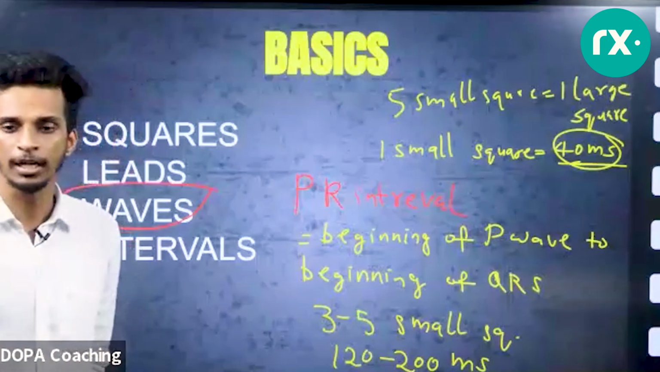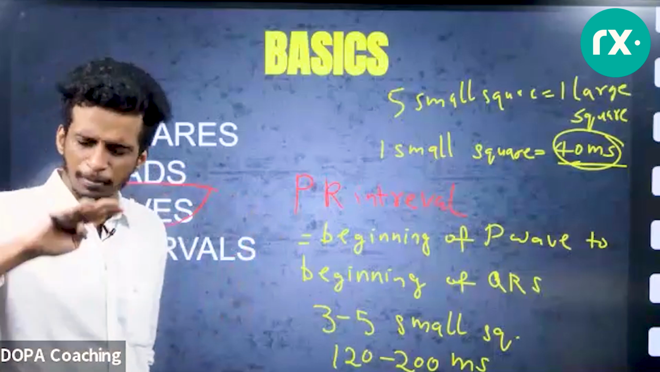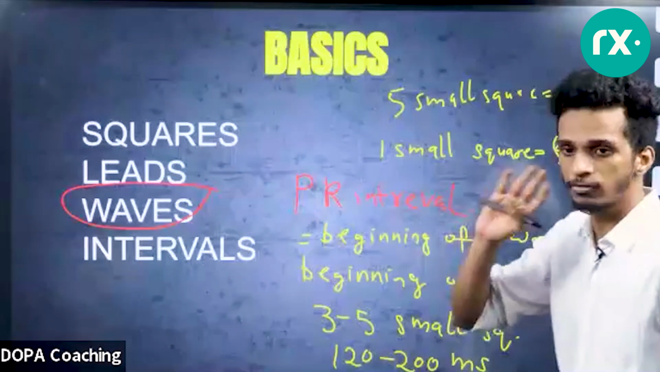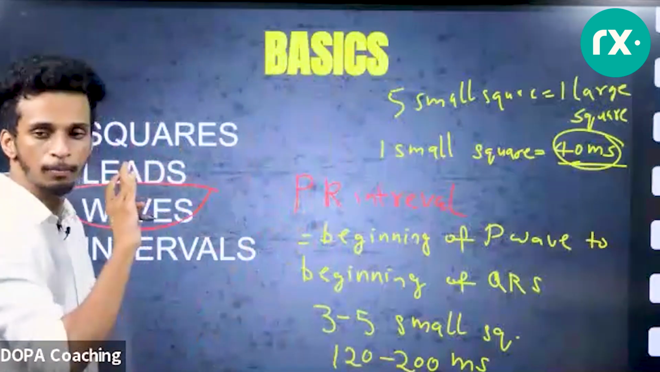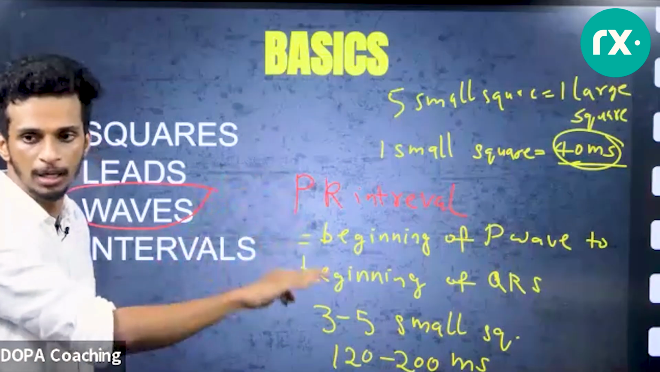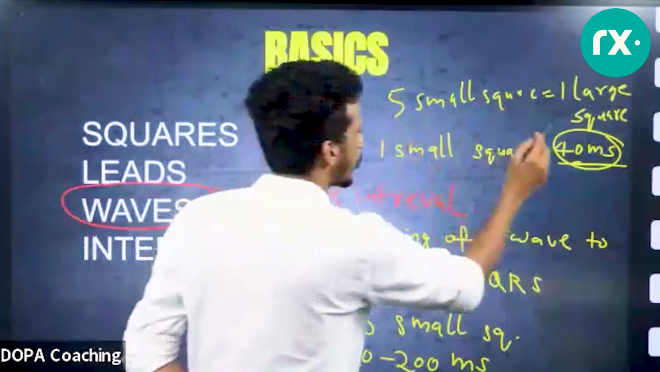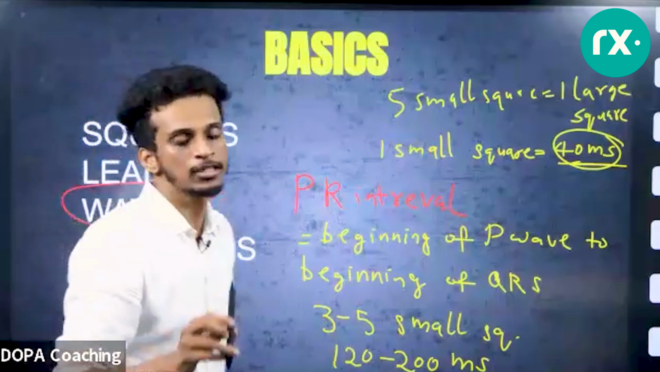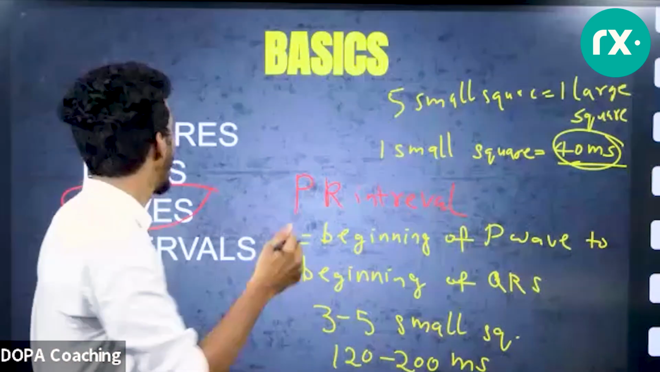I hope it's clear up to this point. That's about the PR interval. I'll be discussing this again and again, and you will be able to catch up better. But for the time being, just know the PR interval is measured from the beginning of the P wave to the beginning of QRS, and it makes about 3 to 5 small squares. As I already mentioned, 1 small square is equal to 40 milliseconds, which means 3 to 5 small squares will be 120 to 200 milliseconds. I hope it's clear.